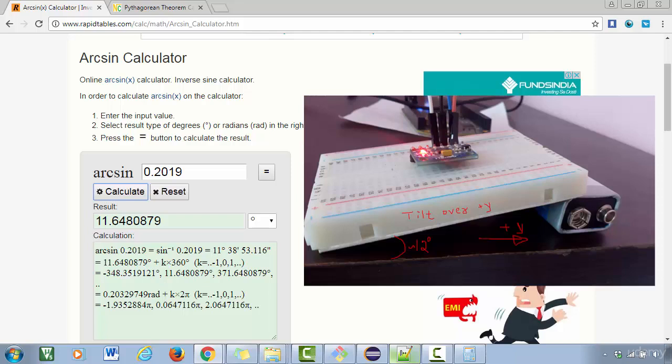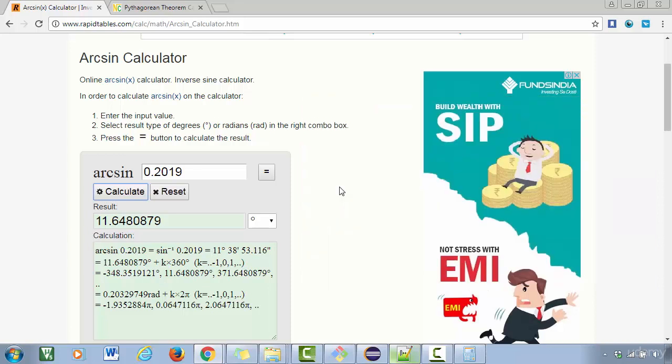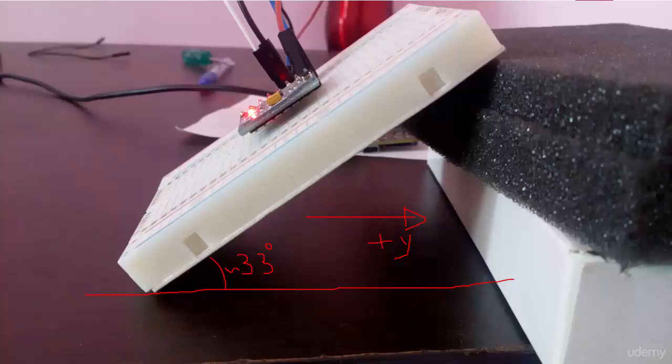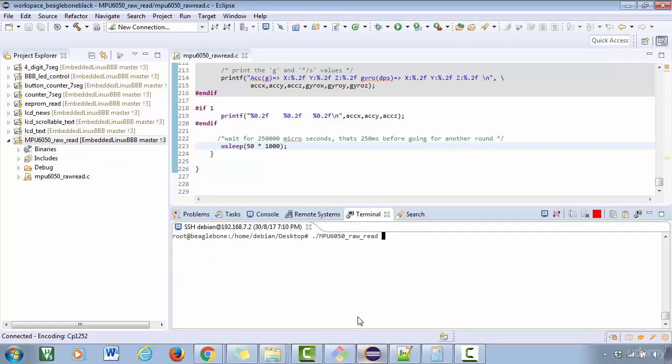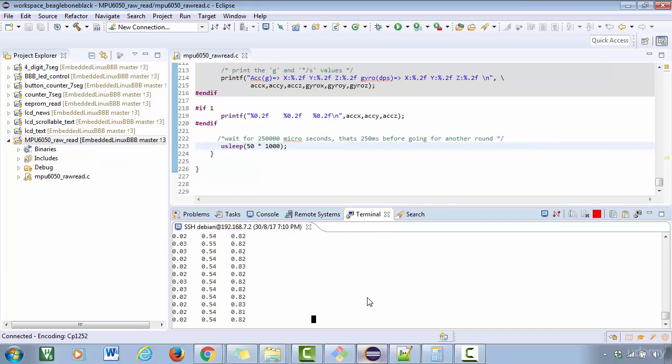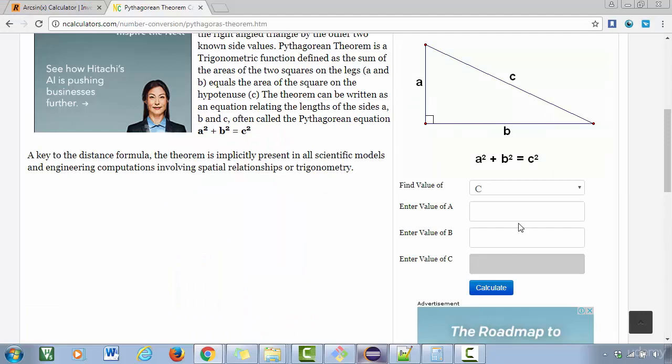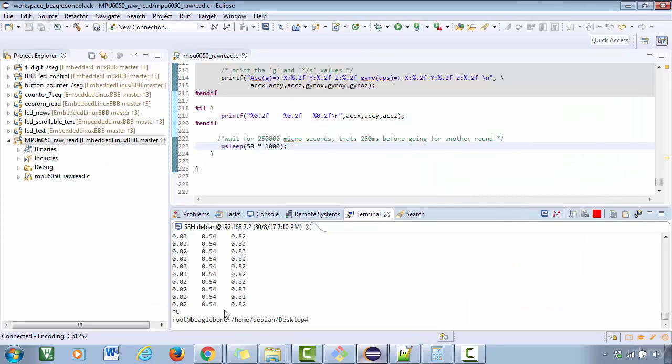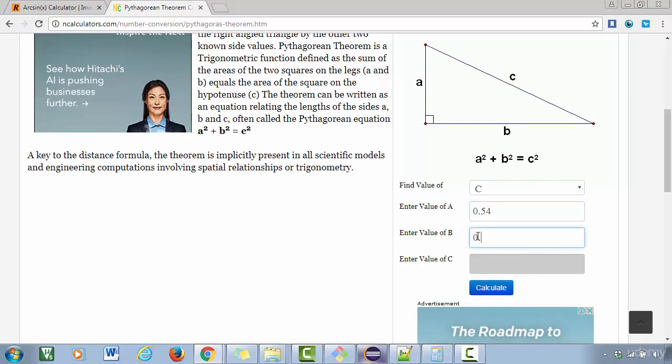So now let's try once again. Let me raise this angle again. All right, so now I have increased the inclination of my sensor to the surface. Now the protractor is showing 33 degrees. Let's run our program once again, and let me take this final value here, 0.54 and 0.82. Let's calculate the square root of that. 0.54 and z is 0.9882. Calculate, and it is 0.9818.